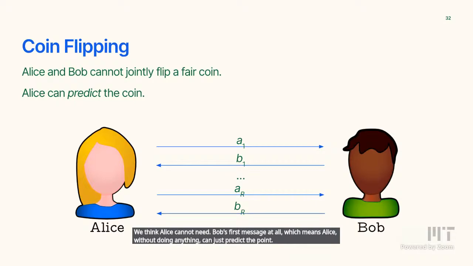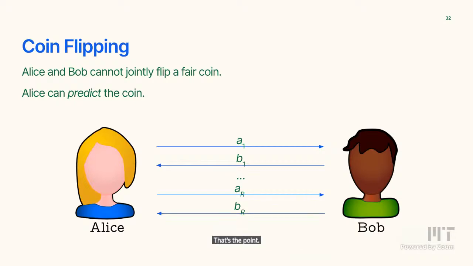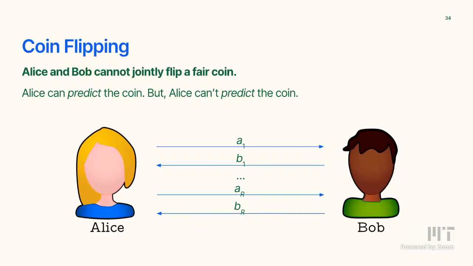That means the coin is not random. You can't predict it. Right? That's it. So this means that they can't flip a third coin. Does that make sense?